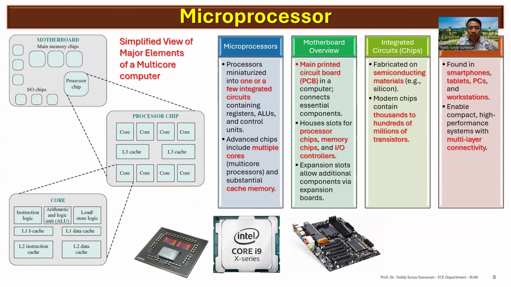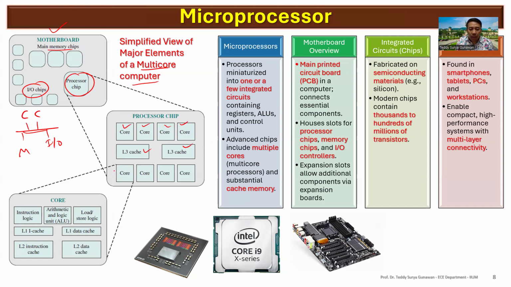So you can see here, this is the simplified view of major elements on a multi-core computer. We have the motherboard. The motherboard has main memory, the processor, and the I/O chip. This is also based on the von Neumann architecture, which has cores, memory, system bus, and I/O. And on the processor, it also has multiple cores and L1, L2, L3 cache.